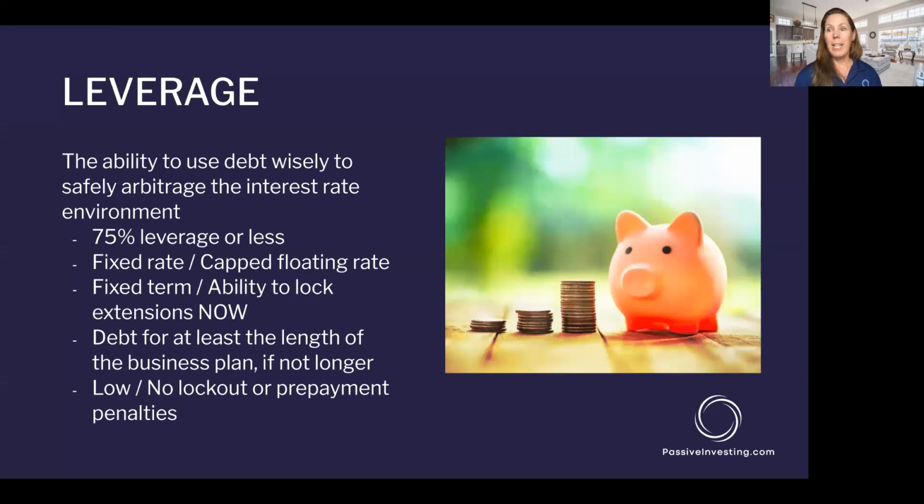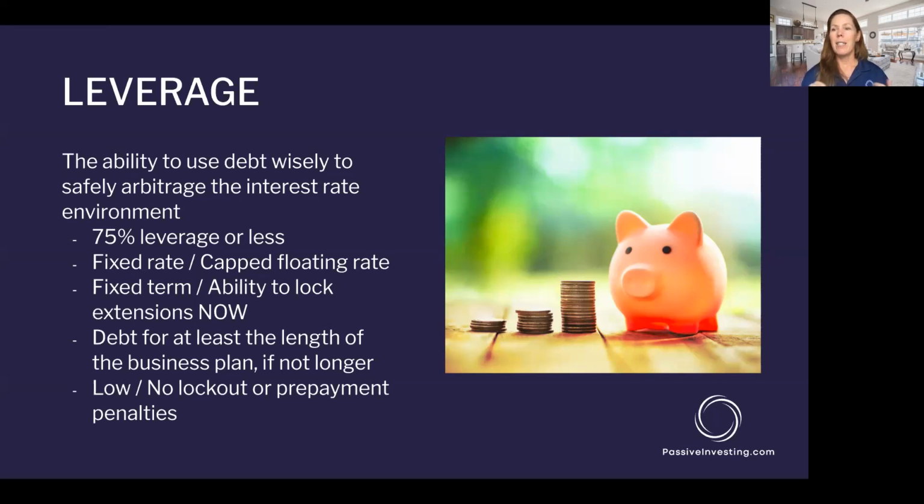All right, one last rule we're going to cover right here. This is a lot of information, but you guys are going to get a link to the recording, so you can go back and watch it again. But that's leverage. Especially in today's environment, we want to be able to use debt wisely and safely to arbitrage the interest rate environment. I've got a few guidelines for this. They're not hard and fast rules, though I try to line up as many of these things as I can on any investment that I'm going into.